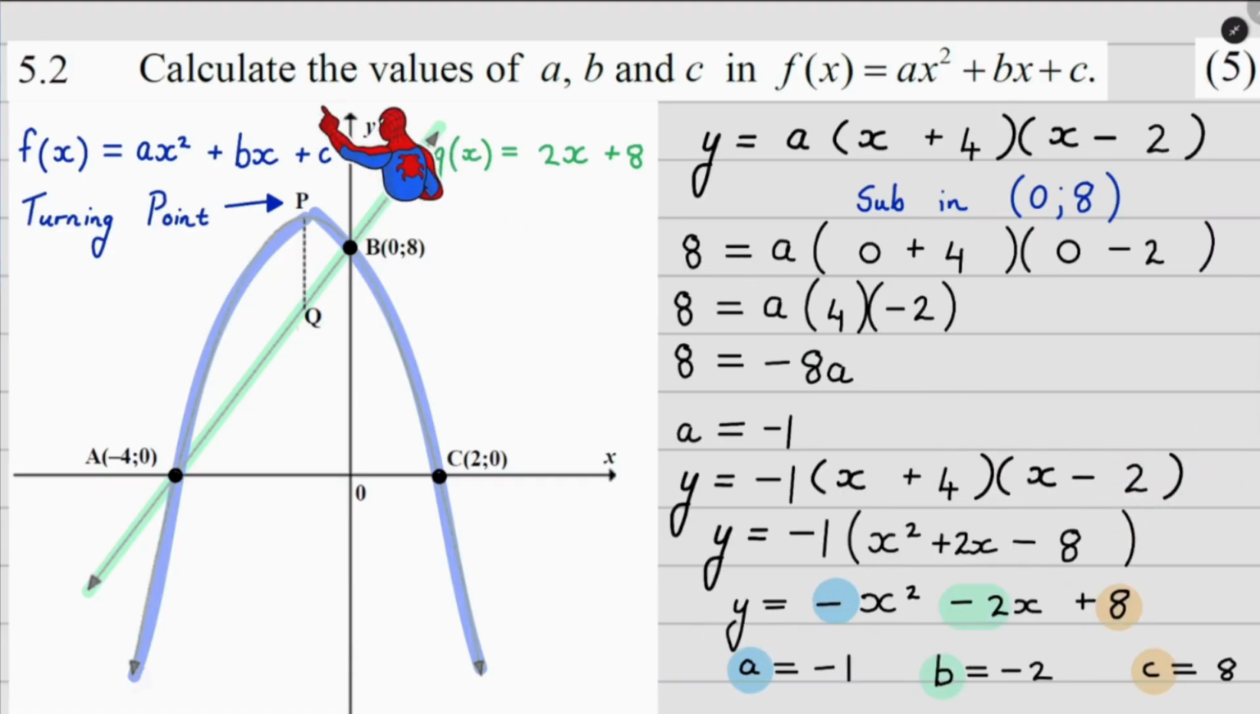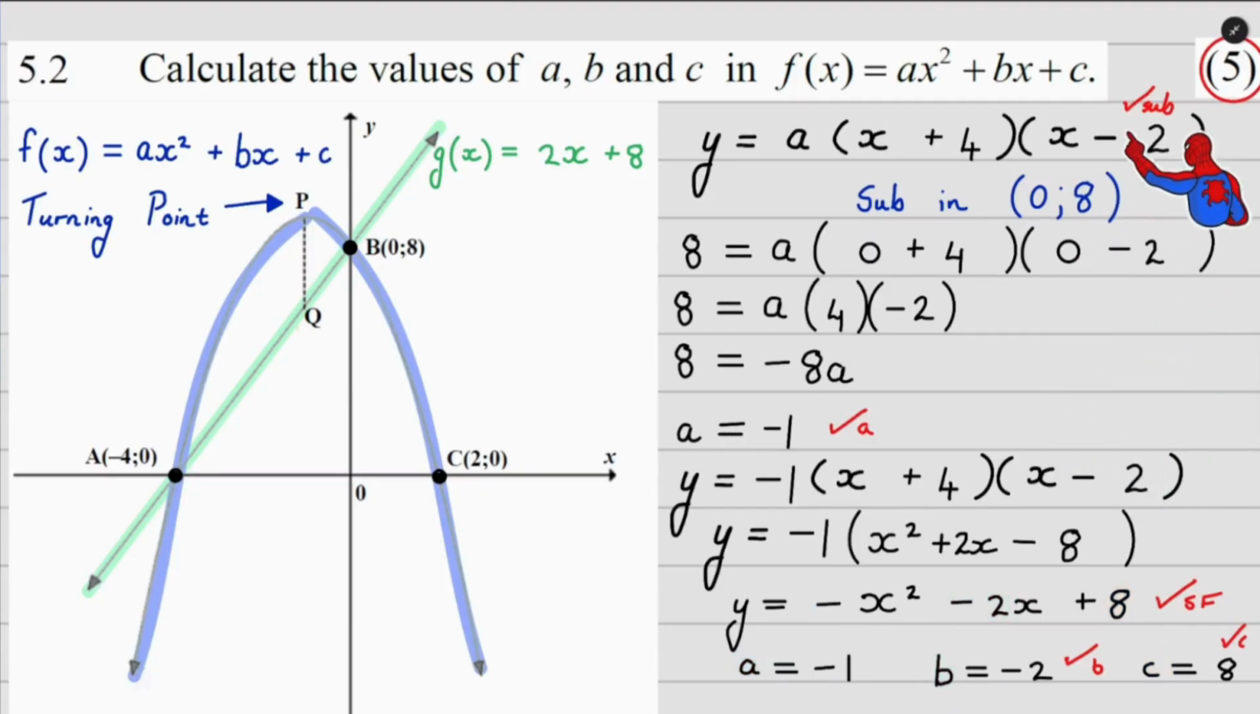And then to fully answer their question, calculate the values of a, b, and c, we read it off of this graph. So the number in front of x squared is a. And just remember, if there's no number here, it's a sneaky weasel, my bro. It's a 1. The number in front of x is b, so b is negative 2. And the number that does not have an x is your c value, so c will be 8. Yes. Alright, let's see where the 5 marks come from.